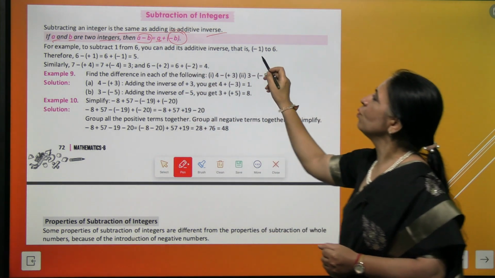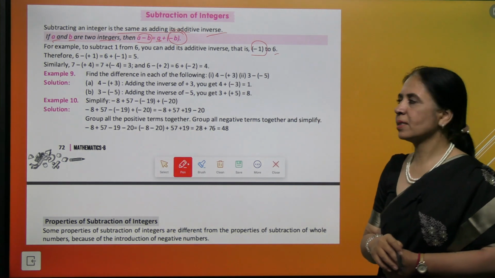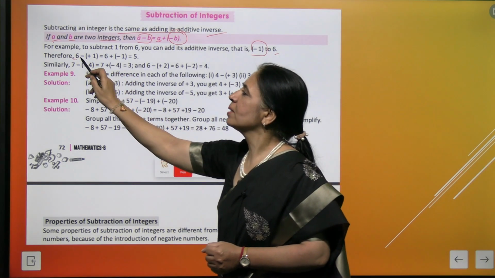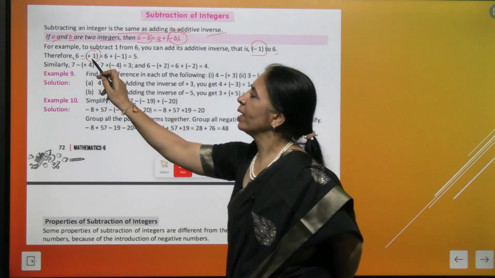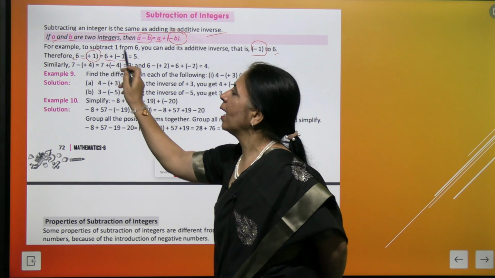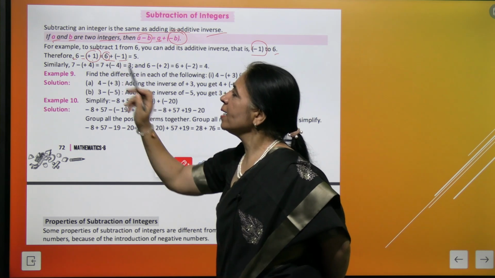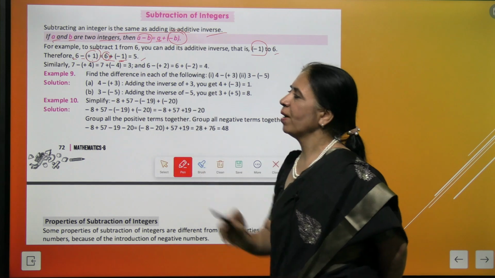We are going to find -1 to be subtracted from 6. What do you get? 6 minus +1, right? तो हमने क्या किया, 1 का एडिटिव इनवर्स लिखा और वहां पर उसका डिफरेंस निकाला तो हमने लिखा 6 plus -1. Got it? And we get 5.